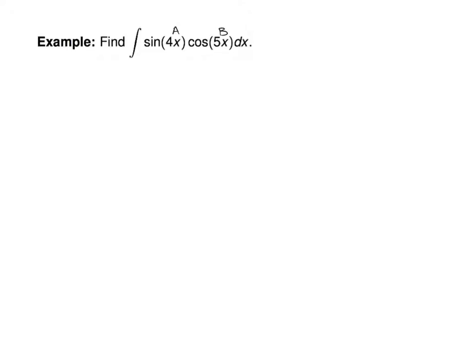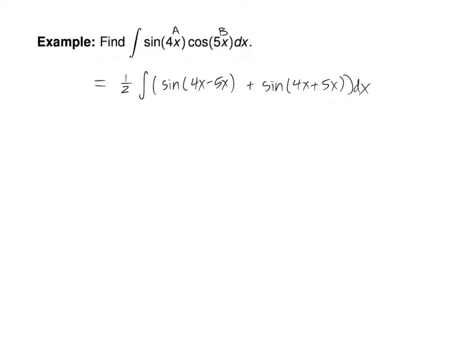I know they're super teeny, but this is the same thing as 1/2 integral of sine of a minus b, 4x minus 5x, plus sine of a plus b, so 4x plus 5x. Is there a reason you want to use the first identity instead of the second? Yes, because the first one says sine times cosine, and the second says sine times sine. Does that make sense? Well, they're super small. That's not necessarily your fault.